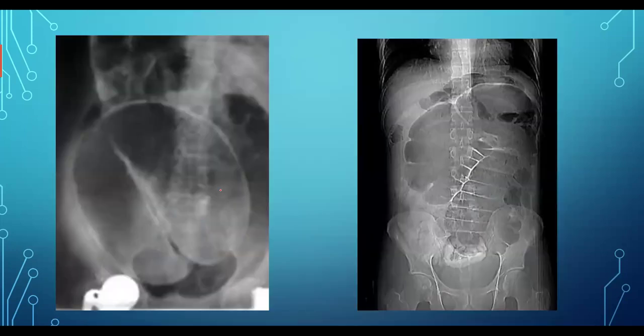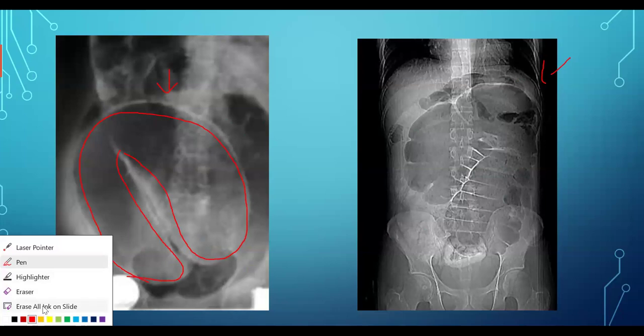So this is how a sigmoid volvulus will look. You see that this is kind of an inverted U-shaped, or you can say inverted tire-shaped thing, or even sometimes we say coffee bean. So that's how sigmoid volvulus looks. So this is sigmoid volvulus, this is cecal volvulus. So how do we differentiate between these two?